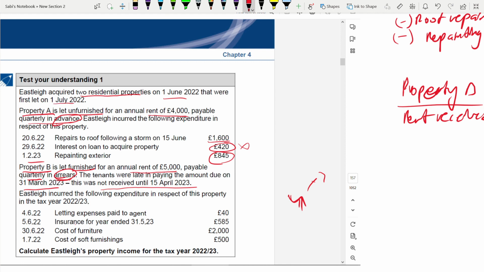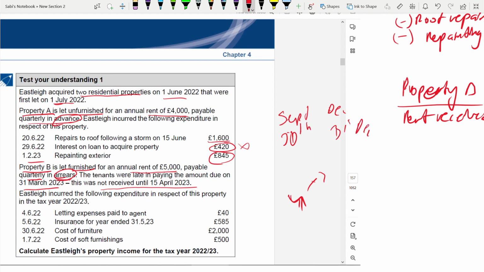July, August, sorry, first, let on 1st of July. Okay, you have to calculate from 1st of July. So July, August, September. In September you'll be making one payment. October, November, December. In December you'll be making another quarterly payment. First quarter is in September because you have let it on 1st of July. So July whole month, August whole month, September. So 30th September, then 31st December.